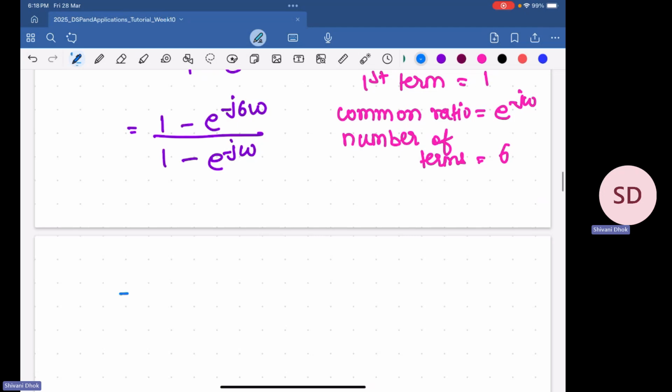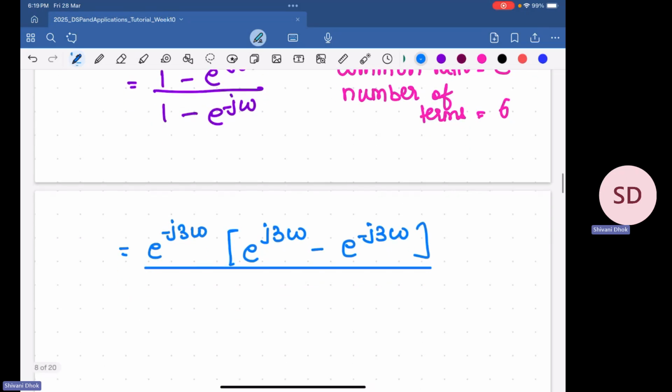Okay, so you can now write this as, or rather from the numerator, you can take out e power minus j 3 omega common. So you can write this as e power minus j 3 omega. Inside the bracket, it will be e power j 3 omega minus e power minus j 3 omega. And from the denominator, you can take out e power minus j omega by 2 common. So e power minus j omega by 2. Inside the bracket, you will have e power j omega by 2 minus e power minus j omega by 2.